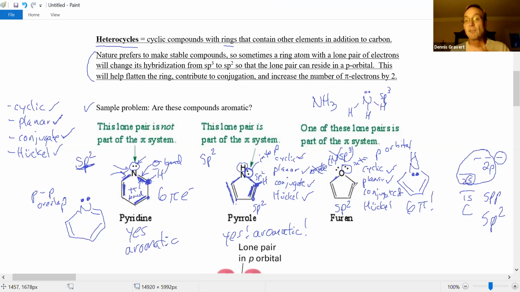And now we're definitely flat. If every atom can get sp2, it's flat. Planar, check. Conjugated, hey, well, it's sp2. It has a p orbital, oxygen does, as do the other carbons. So yeah, it's conjugated. Huckel number, yeah, I got a pi bond here for 2 electrons, second pi bond for 4, and I get to count the lone pair that's sitting in that p orbital as pi electrons. We have 6. It does have a Huckel number.